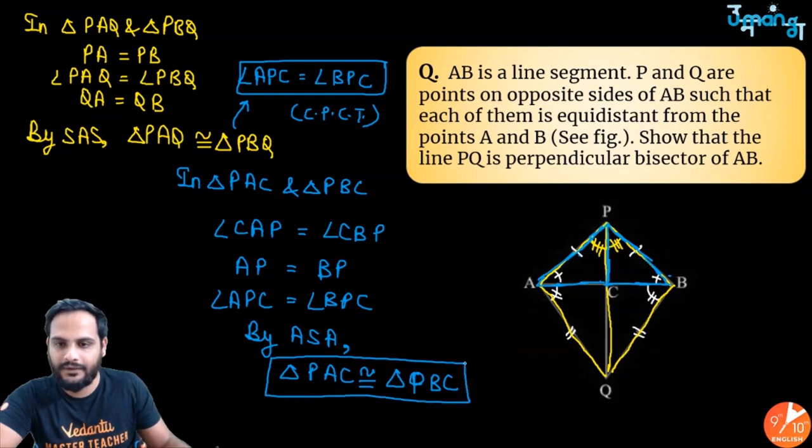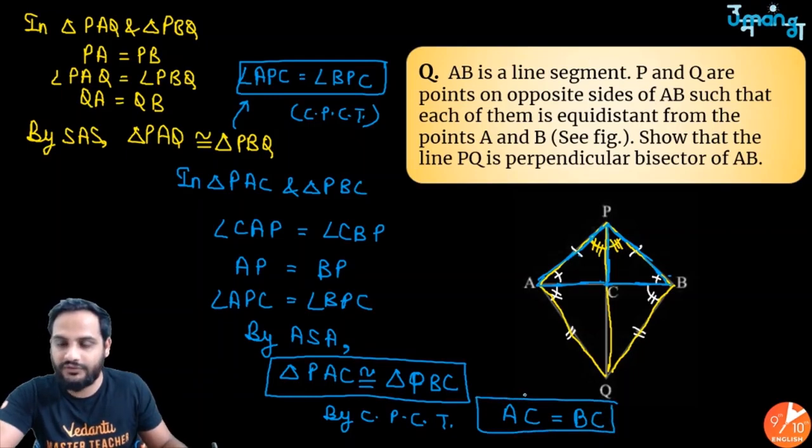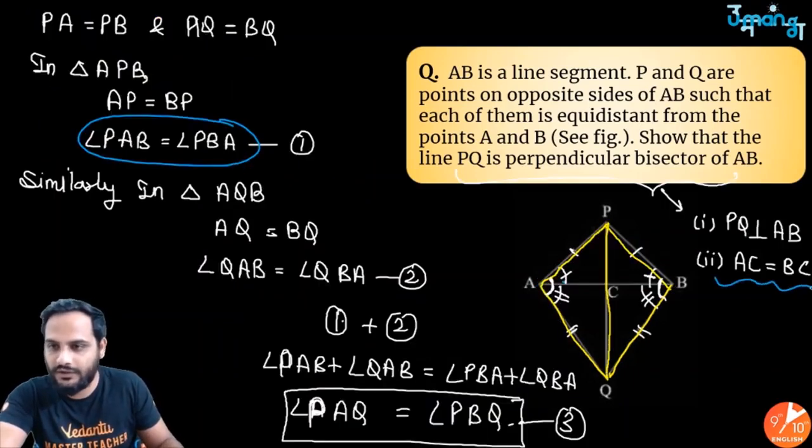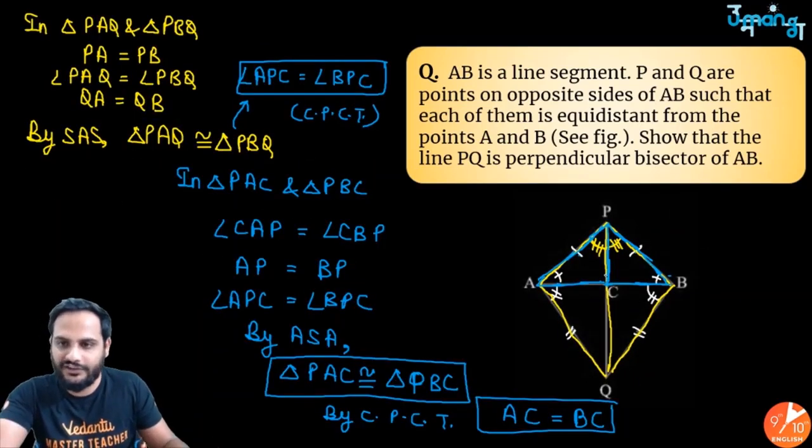Now see, beta, if they are congruent, the first thing I can say by CPCT is AC is equal to BC, which was the first thing I wanted to prove. See, AC is equal to BC I have got, so it is bisecting. Now how do we prove perpendicular, beta?